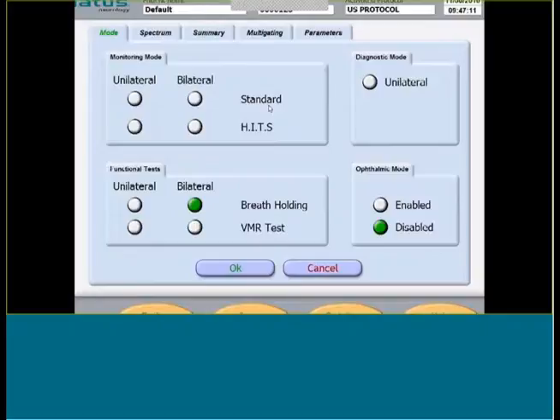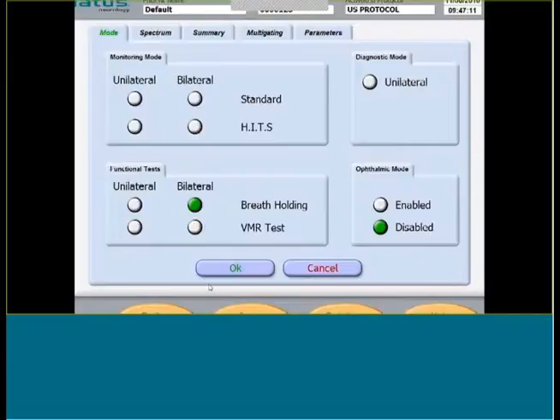HITS, as we all know, stands for high intensity transient signals. HITS are emboli. So you can do bilateral emboli or unilateral emboli. The other thing we use the fixation device for is breath holding, again unilateral or bilateral. Vasomotor reactivity testing, unilateral or bilateral. So we want to change the look of the screen. A lot of people get confused because they want to go into monitoring. You don't go into monitoring. You go into setup display. The monitoring is just for adding parameters that we use in the OR.